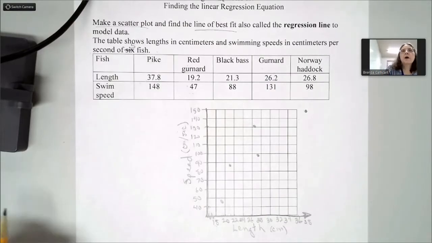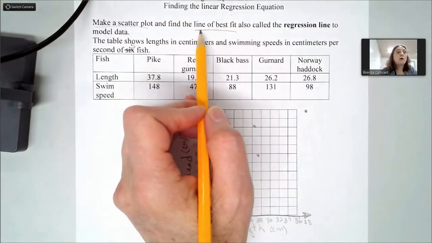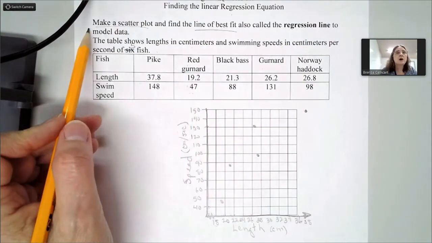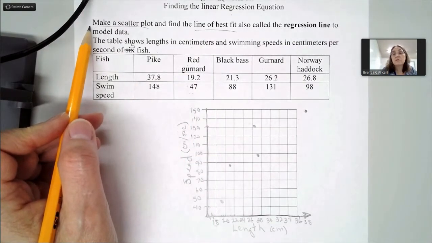In this lesson for Algebra 2, we're going to review how to find the linear regression equation. The linear regression equation is also called a line of best fit. In order to do that, we're going to start by making a scatter plot and to see whether or not the points actually fall in a pattern of a straight line.